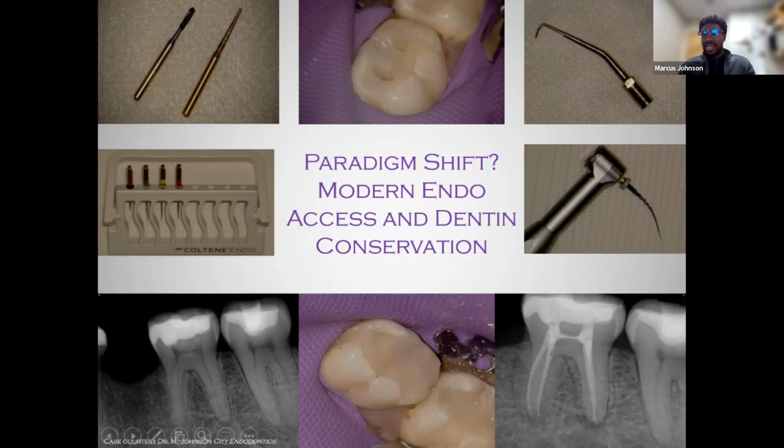You can see I have a bend in what we call a controlled memory file, which allows me to really keep a lot of dentin intact and still get into the canal system. And this is a case that I'll highlight a little bit later. Some of you may or may not be familiar with this, but this case presented to my office.